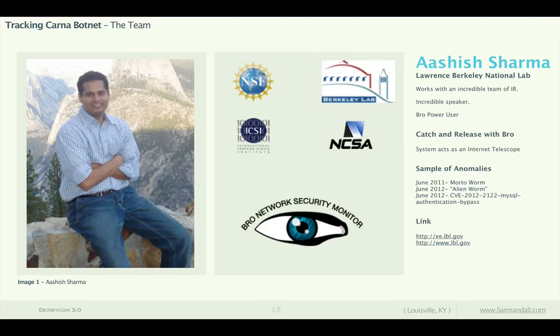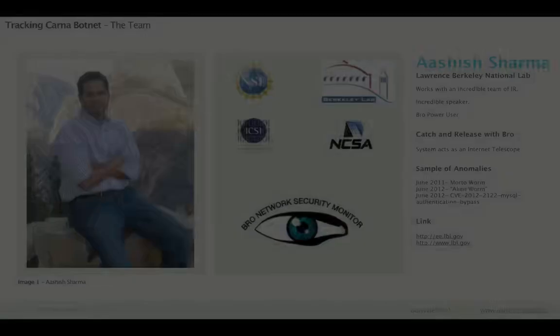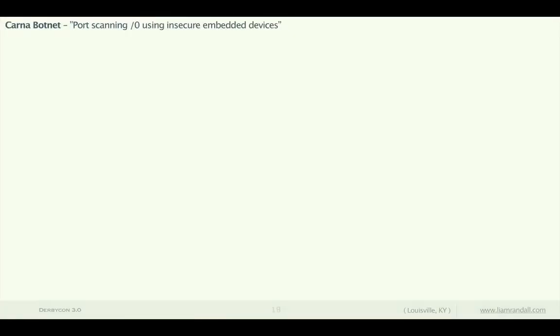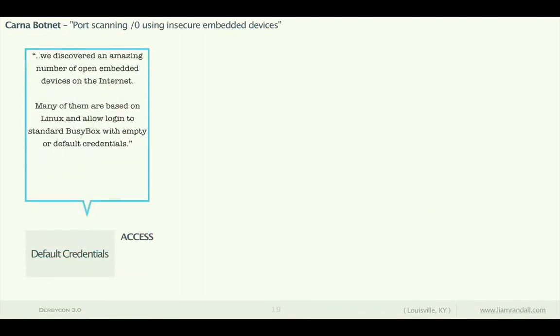Ashish runs a very large Bro cluster, and he uses it as a network telescope to get some insight into trends going on network-wide. If you haven't read about the Carna botnet, the paper they put up is wonderful. I highly suggest you read about it. But let's just read how they describe the worm themselves.